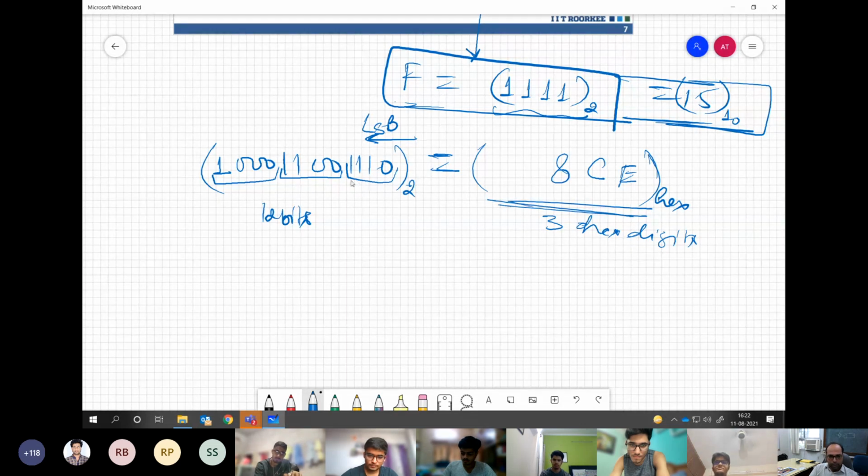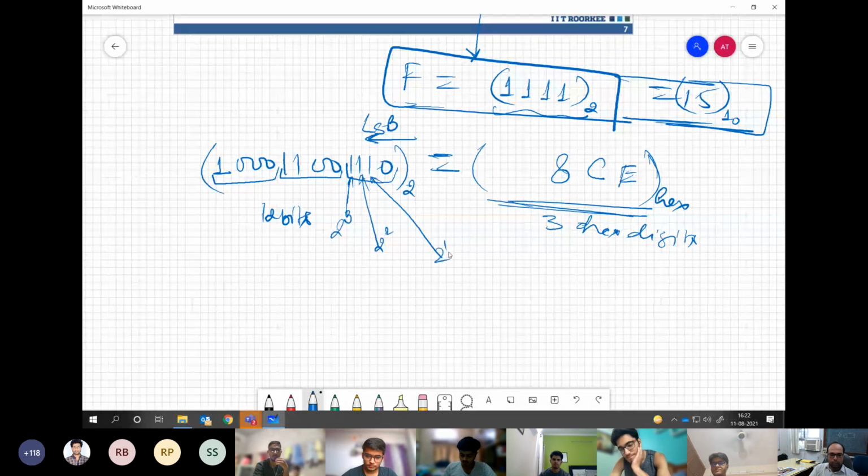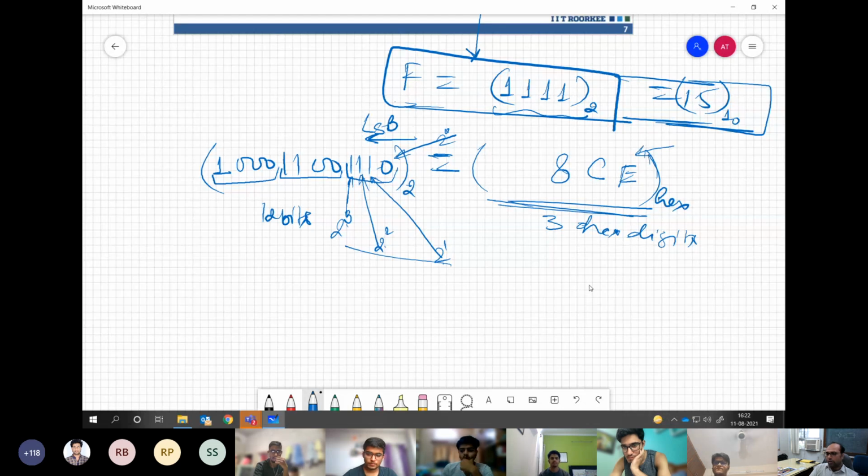Because we know these places have the value we have learned in the previous classes. This corresponds to 2 raised to power 3. This corresponds to 2 raised to power 2. And this corresponds to 2 raised to power 1. This is 2 raised to the power 0. That is how we compute the values, right? So 8, 4, 12 and 2, 14. So that goes to E. This is how we compute.